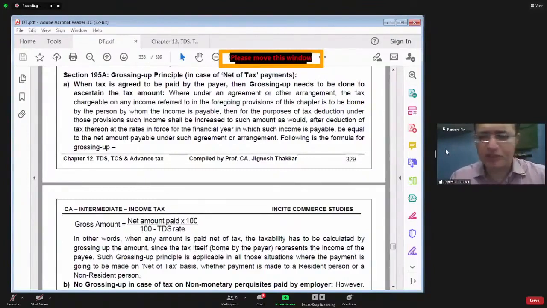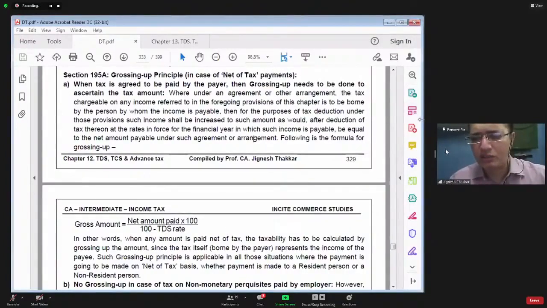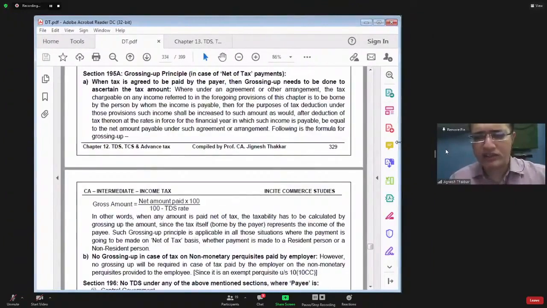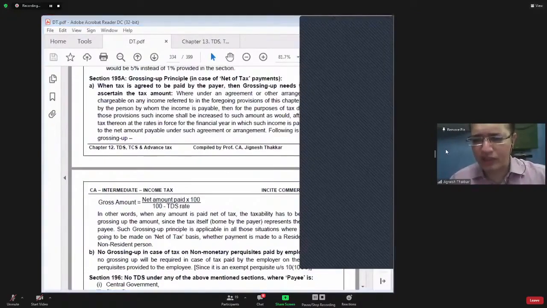Whatever amount is paid to me now, that is 90%. So the 50,000 paid to me will be considered to be 90%. So 50,000 divided by 90, multiplied by 10. If you do this calculation, you will get how much? 55,555, correct? Yes. So how much will they pay to the government in the form of TDS? They will pay 5,555 to the government in the form of TDS.